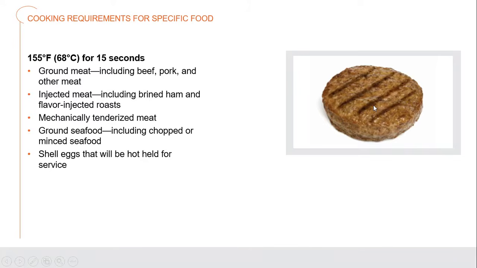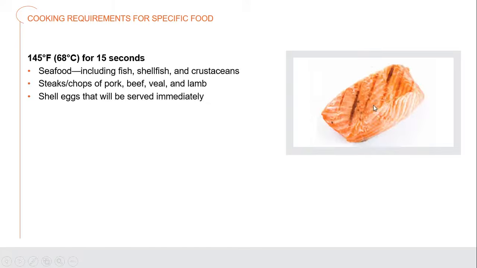Shell eggs, so eggs that come directly from the shells that will be hot held for service. So it's going into a chafing dish. It won't be eaten immediately. We must hit 155. So then we go down to 145. So this is where we're going to be cooking seafoods, including fish, shellfish, and crustaceans, and also steaks, chops of pork, beef, veal, and lamb, and also shell eggs that are going to be served immediately. So if you're serving breakfast and you're pan frying a sunny side up egg, it only needs to be cooked to 145 if it's being served immediately.